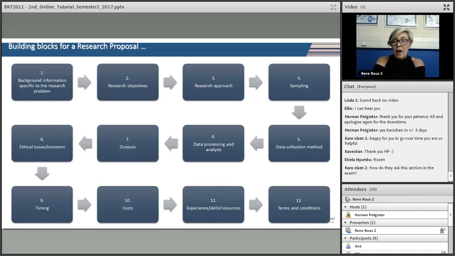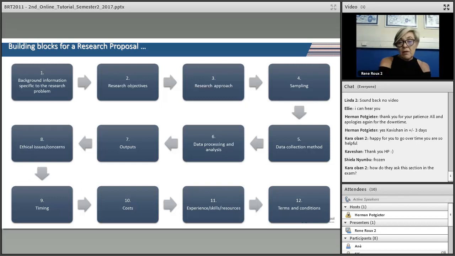There's sampling. How big is the sample? What's the technique? How are they going to collect the data? Is it going to be quantitative, qualitative? How will they process the data? What will the specific analysis be? What output? So what are they going to give you back after they've done steps 1 to 6? What are you going to get back?